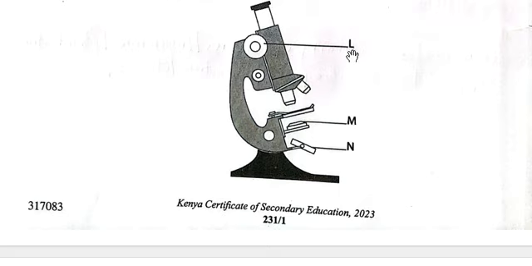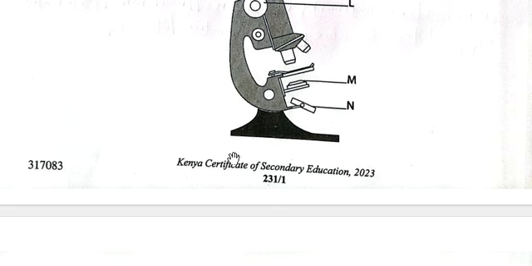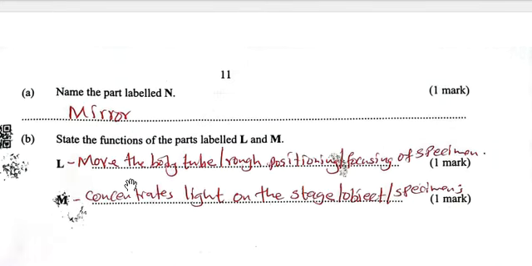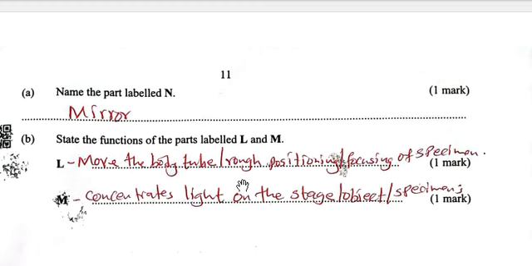They are asking for the role of L, and the coarse adjustment knob moves the body tube for longer distances to bring the specimen into a rough focus. Then M, which is the condenser, it concentrates light onto the object or specimen on the stage. And this was the last question.